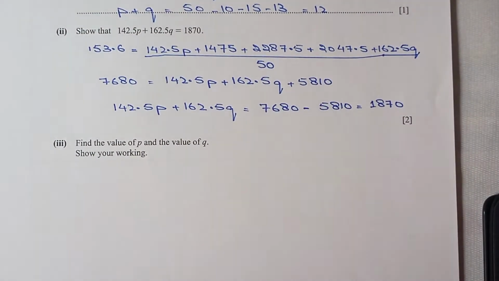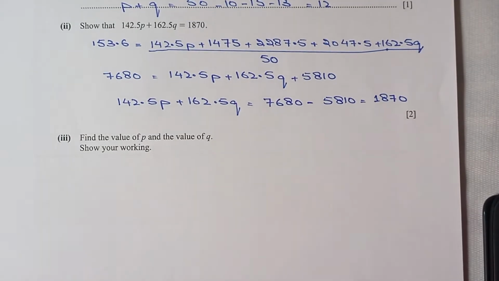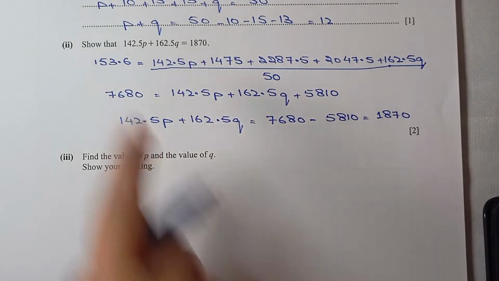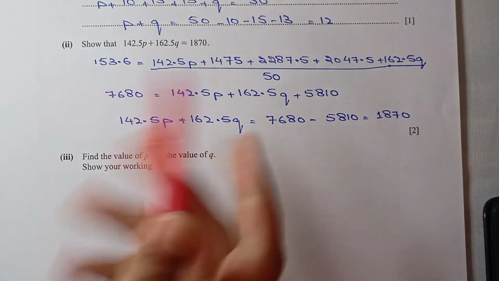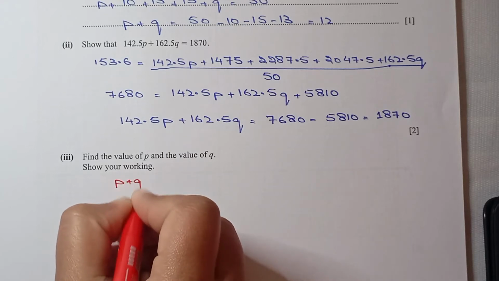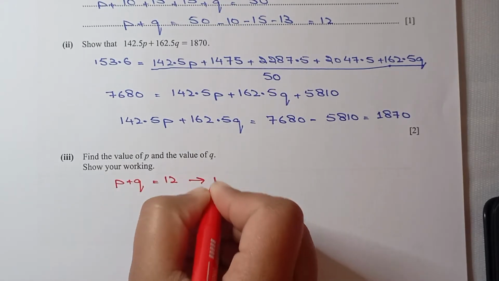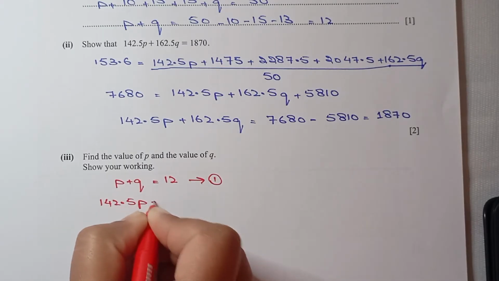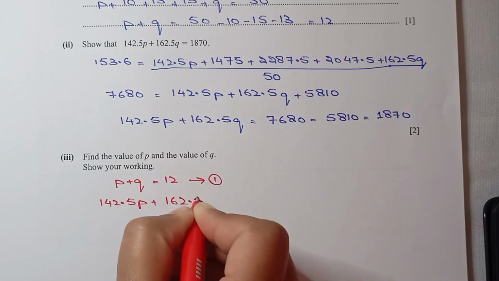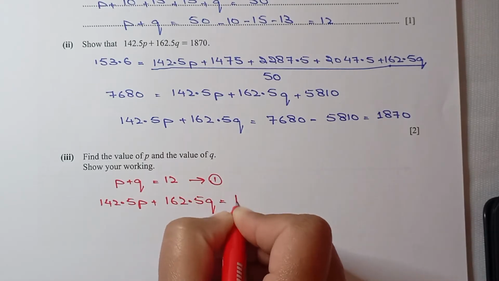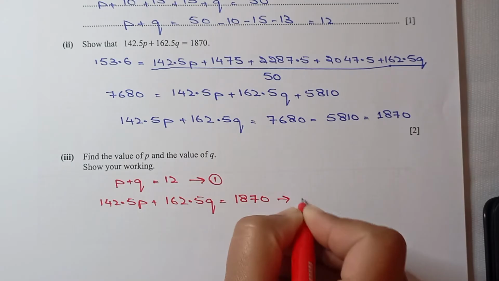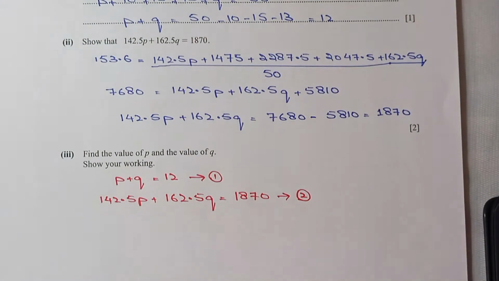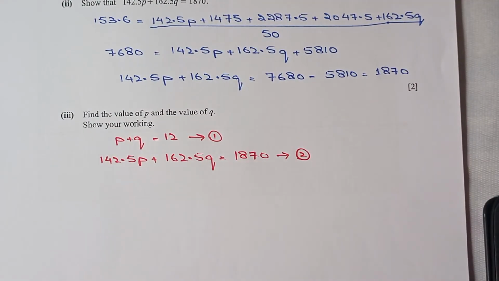Now for the third part, find the value of P and the value of Q, show your working. We need to find the P and Q. So from the first two parts, we have two equations. The first equation is P plus Q equals 12. This is my first equation. And my second equation is 142.5 P plus 162.5 Q equals 1870. This is my second equation. Now we can solve the two system of equations to get the value for P and Q.